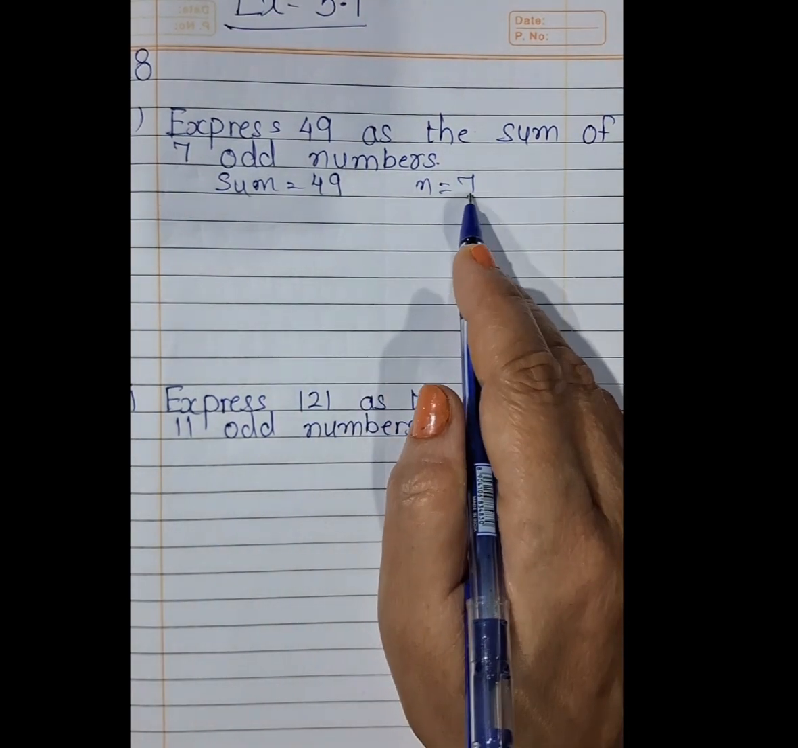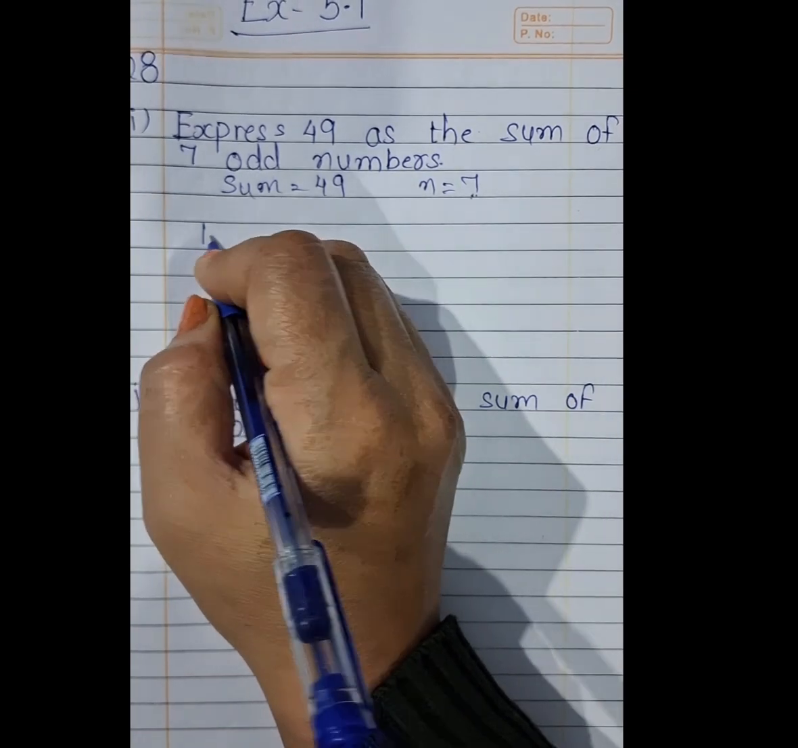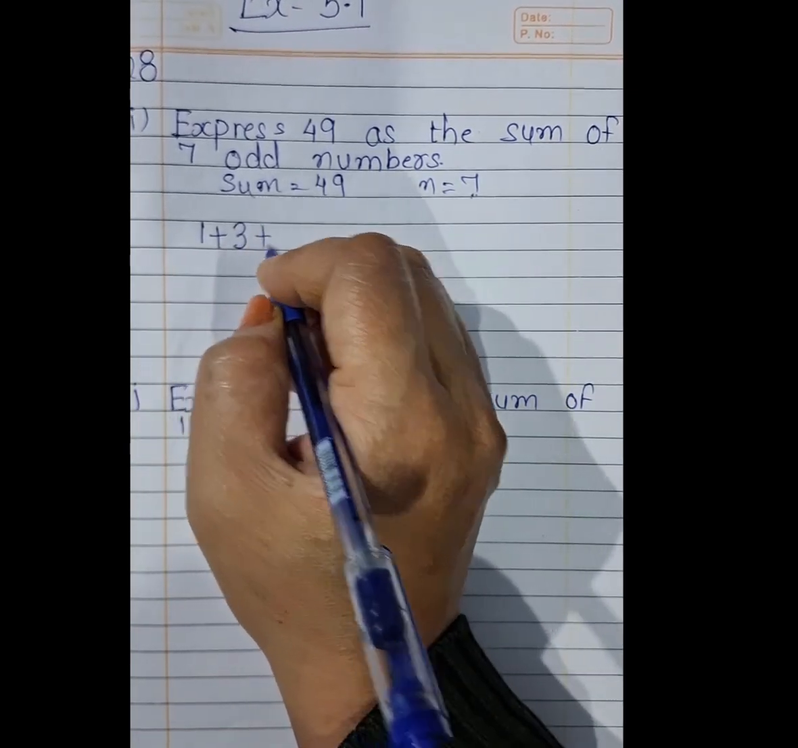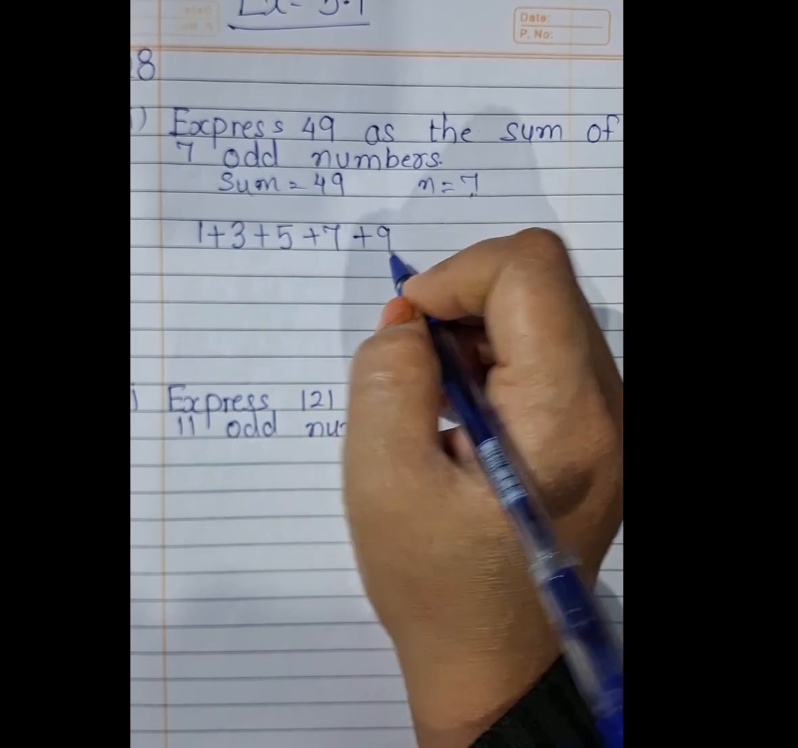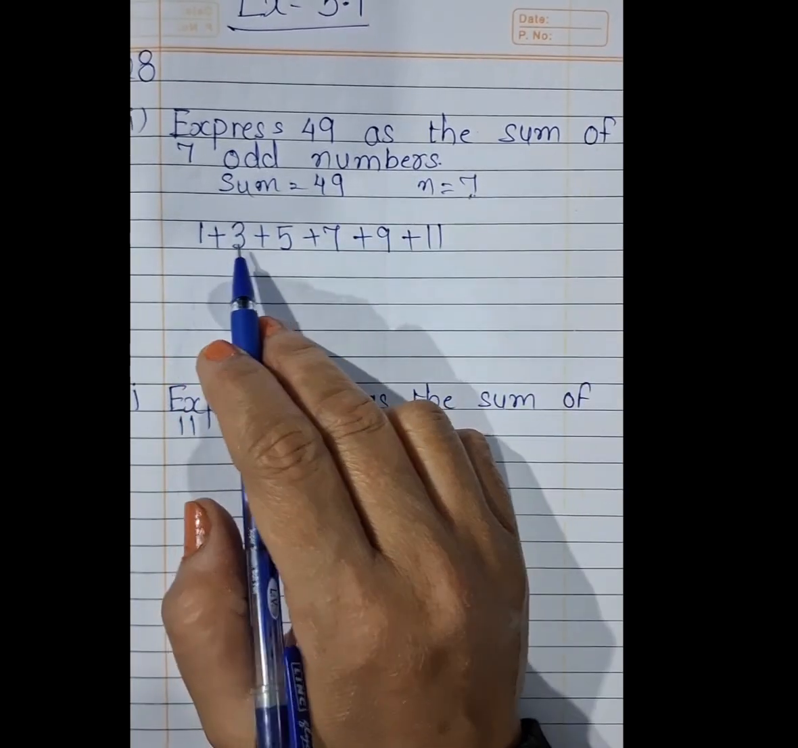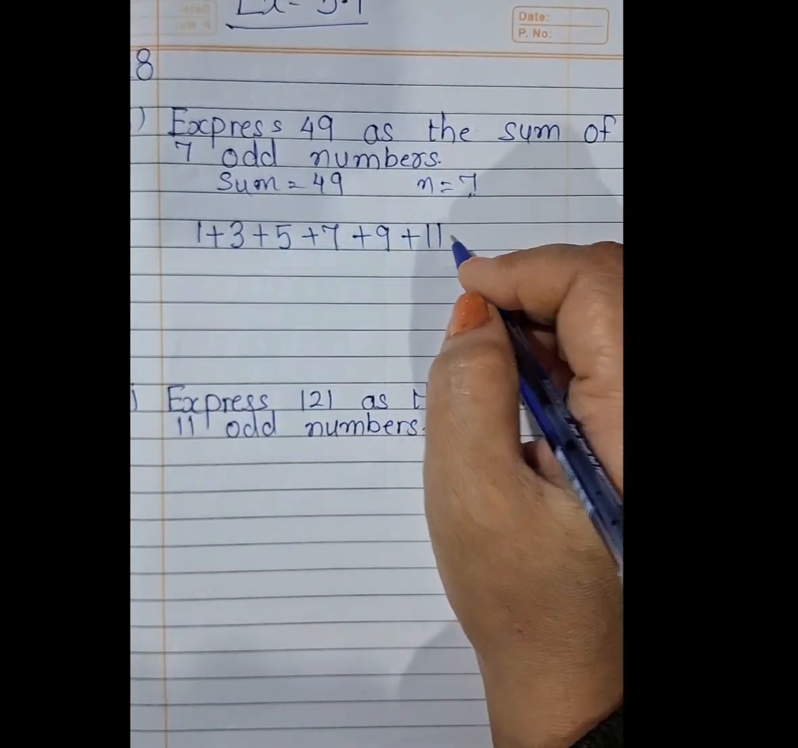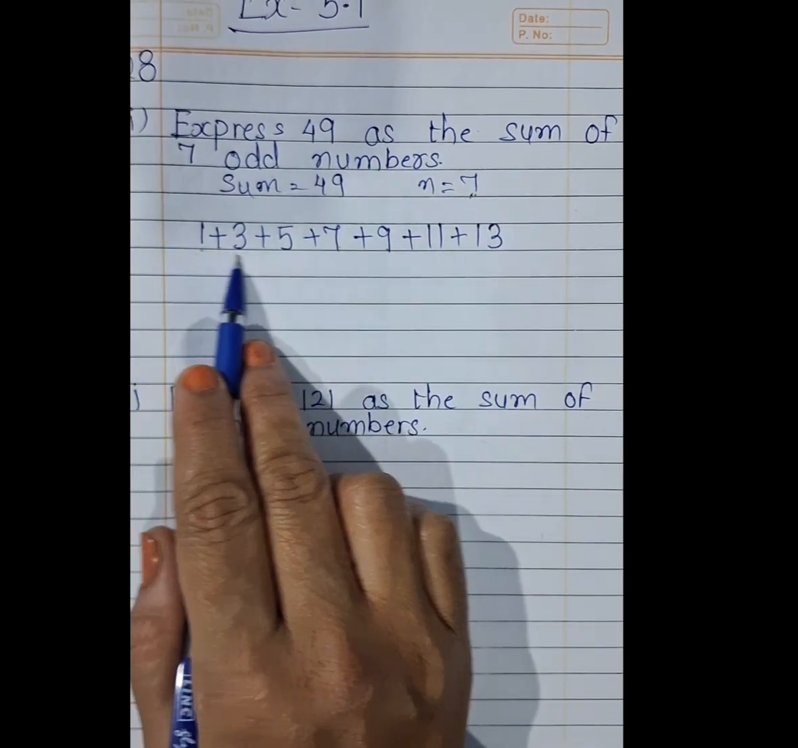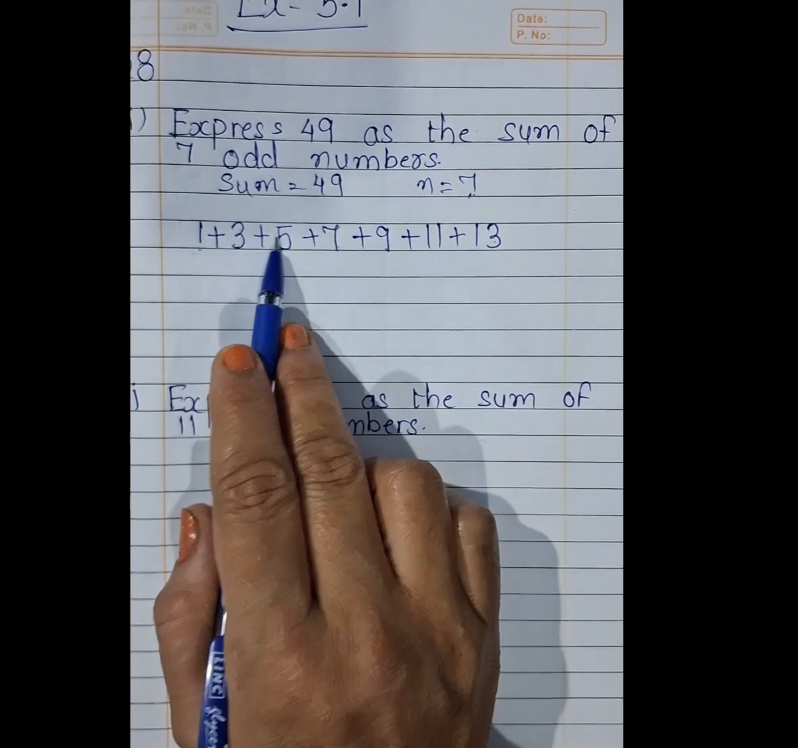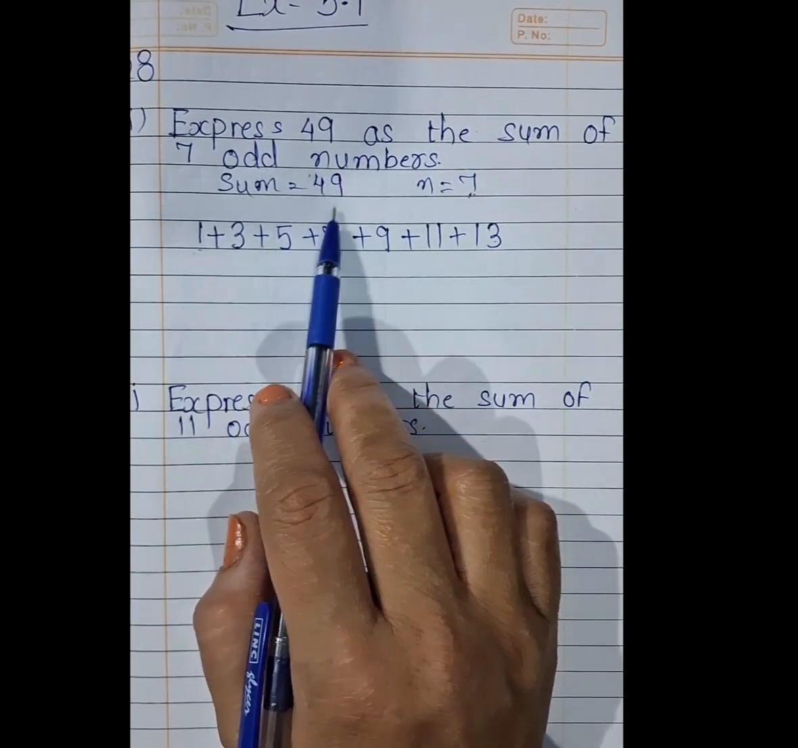Let us take first 7 odd numbers, 1 plus 3 plus 5 plus 7 plus 9 plus 11. How many? 1, 2, 3, 4, 5, 6, 1 more plus 13. So if you add these consecutive odd numbers, you will get the sum as 49, and 49 is again a square number.